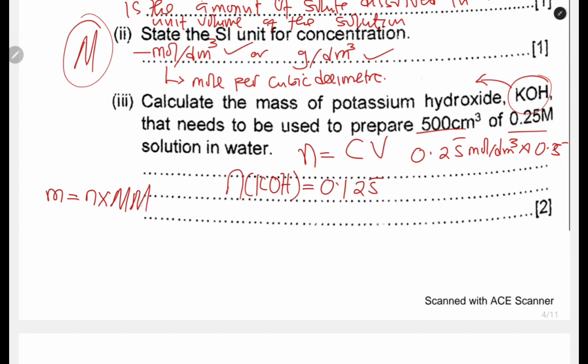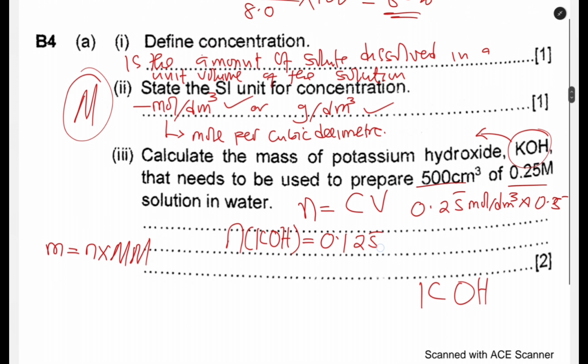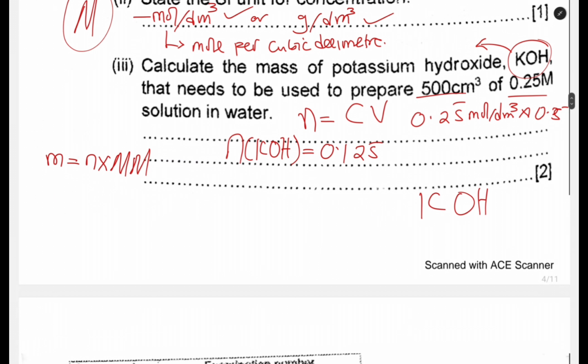So mass, we are saying, is number of moles multiplied by molar mass. Now what is the molar mass of potassium hydroxide? So we get the periodic table. What is the atomic mass of potassium? Hydrogen here is 1, oxygen here is 16, then of course potassium is 39. So if you are to add, that is 17, because 1 plus 16 is 17, plus 39. So it's giving me 56.